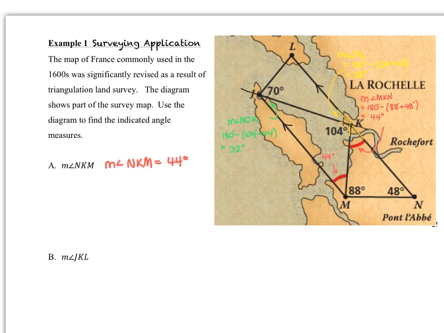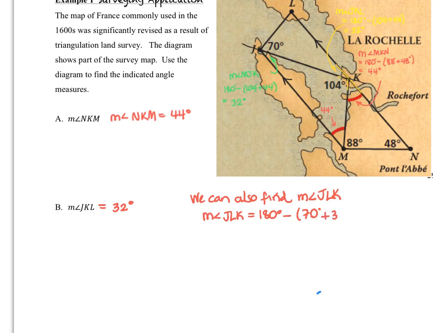Next, we need to find the measure of angle JKL. And JKL was the one way up at the top of the screen, and we know that that one is 32 degrees. We can also find the measure of angle JLK. That is the angle way up at the top of the screen. And that one is also going to be easy to find because of the triangle sum theorem. We have two angle measurements, 70 degrees and 32 degrees, that we can subtract from 180 degrees to get the measure of angle JLK.